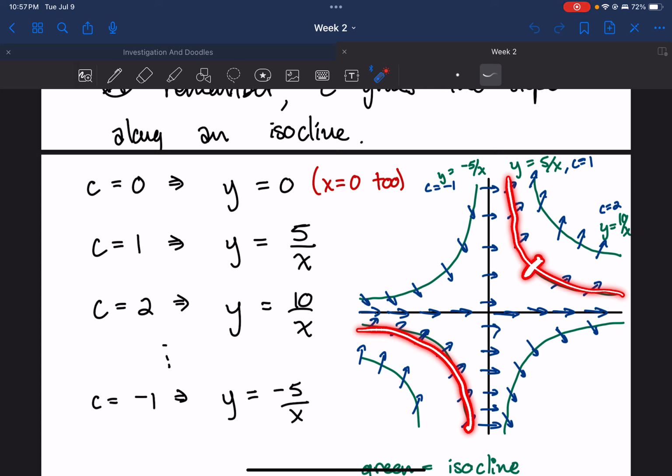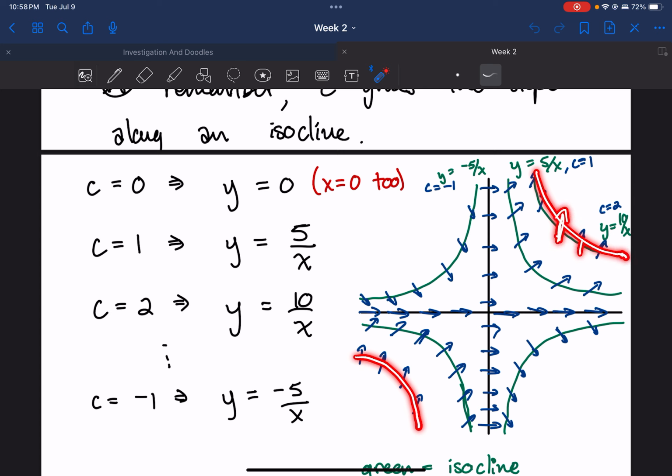So I draw little line segments with slope 1. This is really hard to do when it's curving through space like this, but I'll try my best. I've got positive 1 slope. And if we increase to c equals 2, we see that it just pushes that line out a little bit. So this is the c equals 2 isocline. And along this, the slopes are a little bit steeper. They're a 2 slope instead of a 1 slope. Still positive, but positive 2 instead of positive 1.